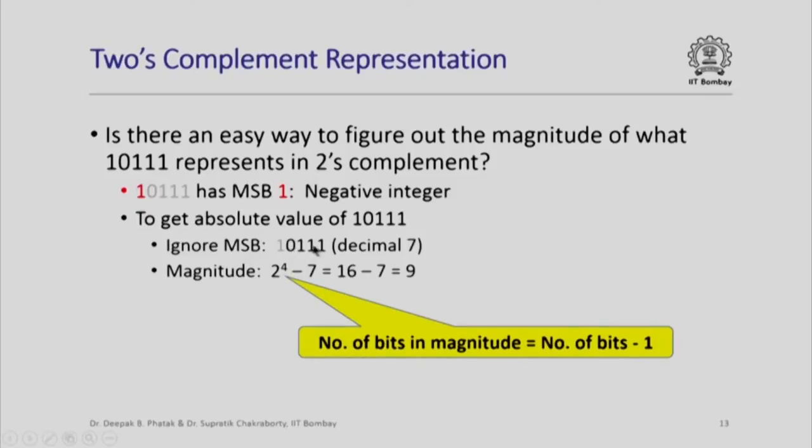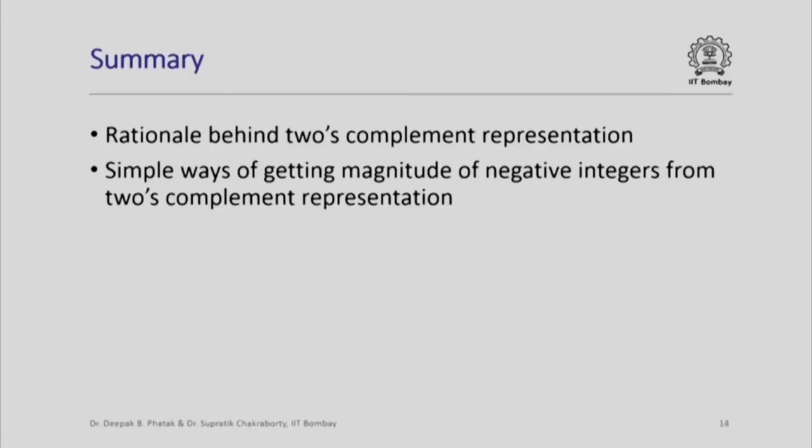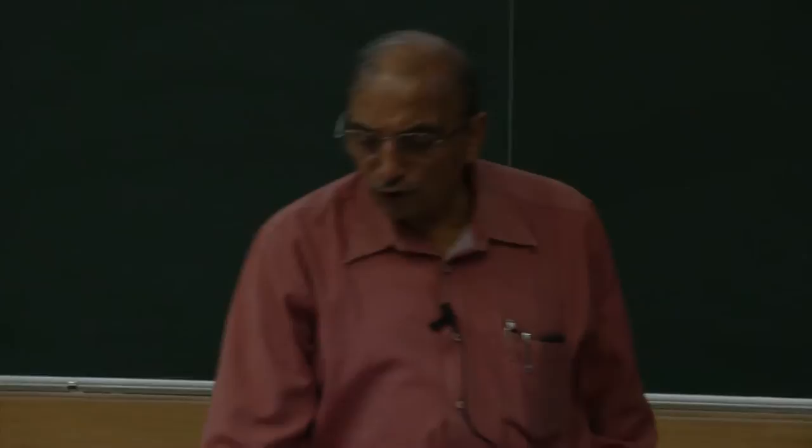There are 4 bits in the magnitude, which is the total number of bits minus 1, because the total number of bits also has one sign bit. So in this case also the answer is minus 9. So in summary, we saw the rationale behind 2's complement representation, and we saw two simple ways of arriving at the magnitude of negative integers from 2's complement representation. Thank you. So this is what we have seen.